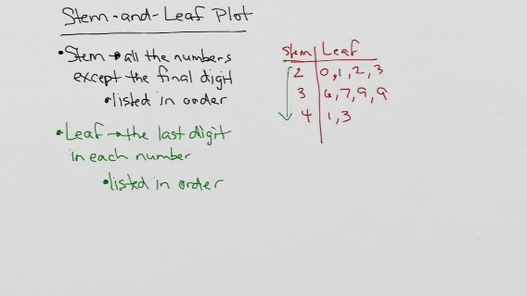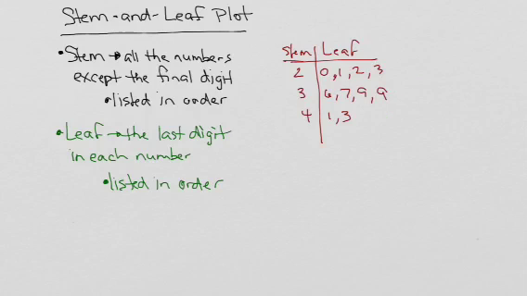Now the leaf, those would be the numbers over here on the right-hand side. Those numbers are the last digit from each number. And they are also listed in order, but from left to right. Notice that whole row, 0, 1, 2, 3. And then the next row, 6, 7, 9, and 9. And the next row, 1 and 3. All listed in order from left to right.